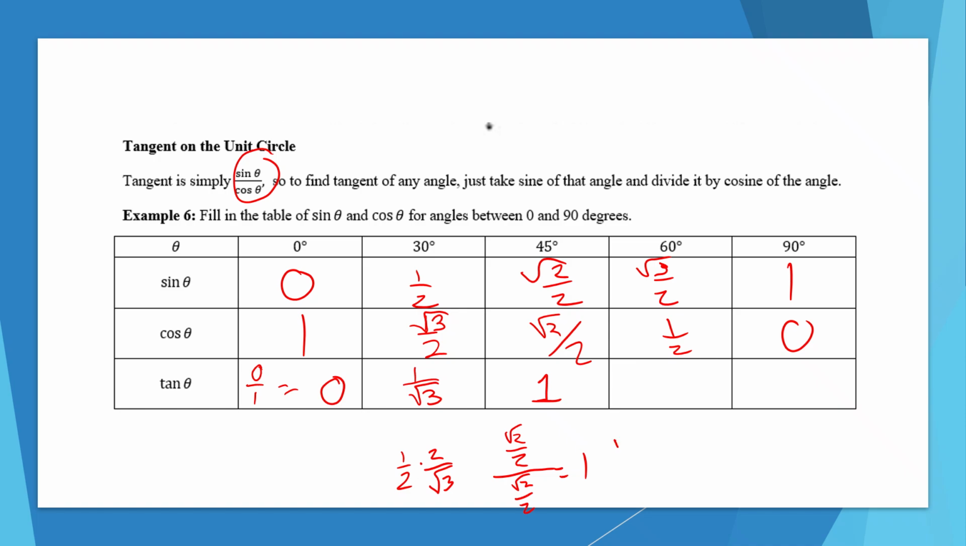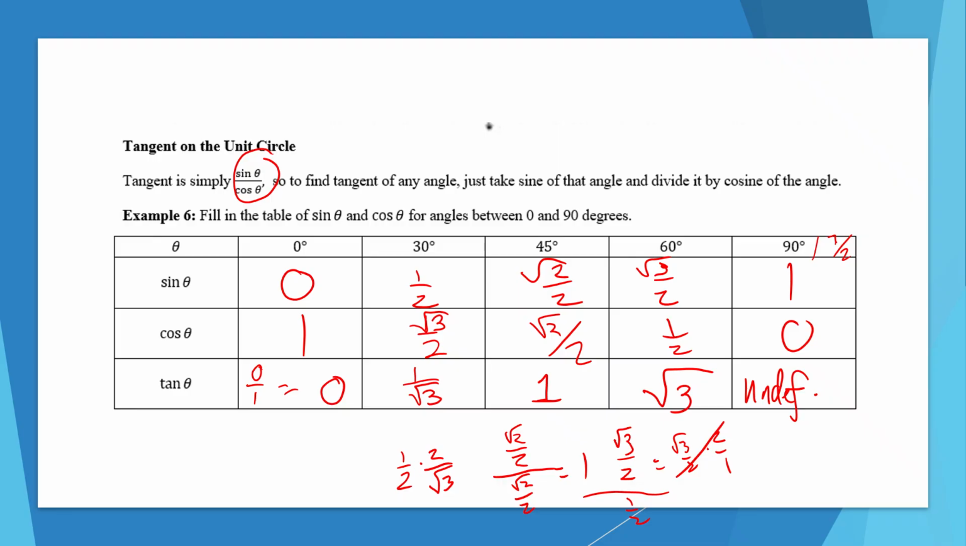And then here, this is root 3 over 2 over 1/2, which is equal to root 3 over 2 times 2 over 1. Those will cancel out, and we are just left with root 3 there. And then tangent of 90, or remember this is pi over 2, is just going to be undefined, just because cosine is going to be 0 at that angle there.